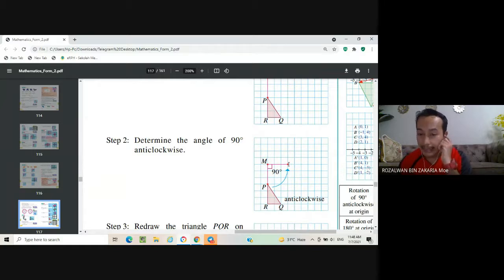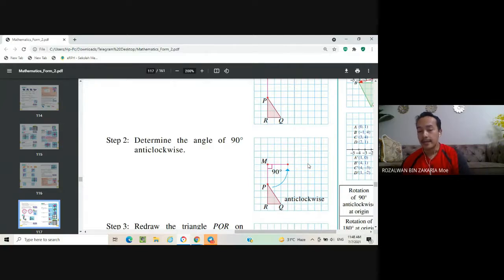After you already get P prime, then you have to determine the position of R prime. So how to know R prime? You calculate the distance from P to R. How many boxes? Which is equal to one, two, three. Three boxes. So starting here, count three boxes also, one, two, three. So this point should be R prime. R prime is the image for the object point R.